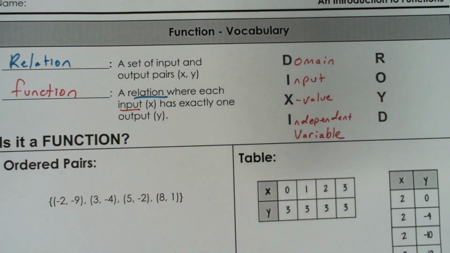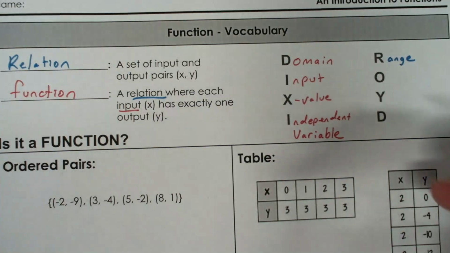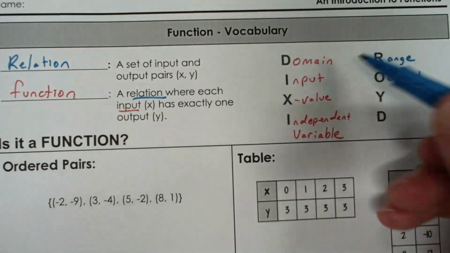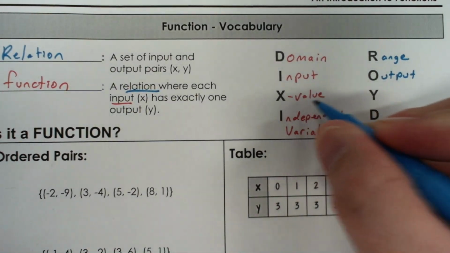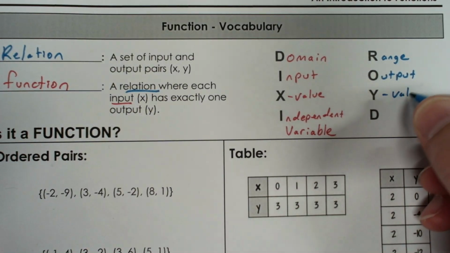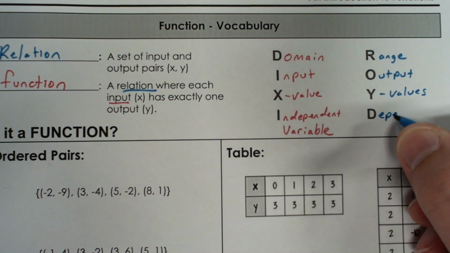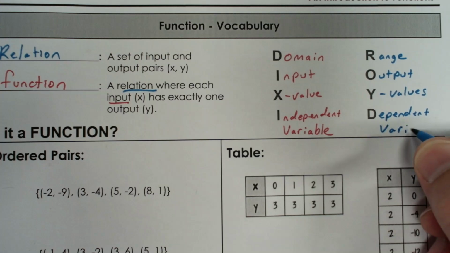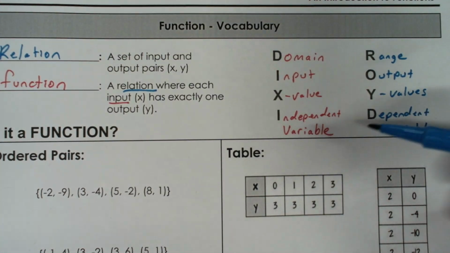The next part is our range. So our range is referred to as our output. So domain is input, range is output. Domain is x values, range are y values. And this is our dependent variable. Its value depends on the independent variable.